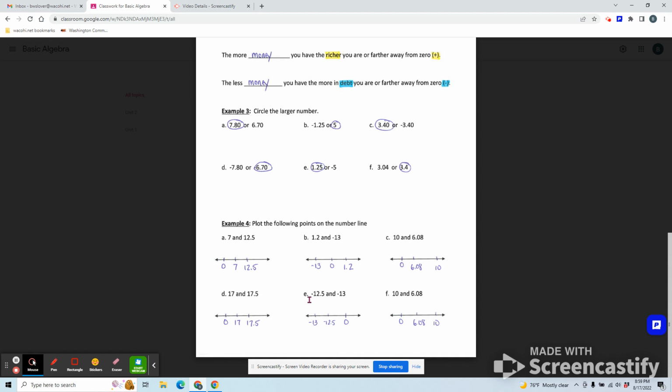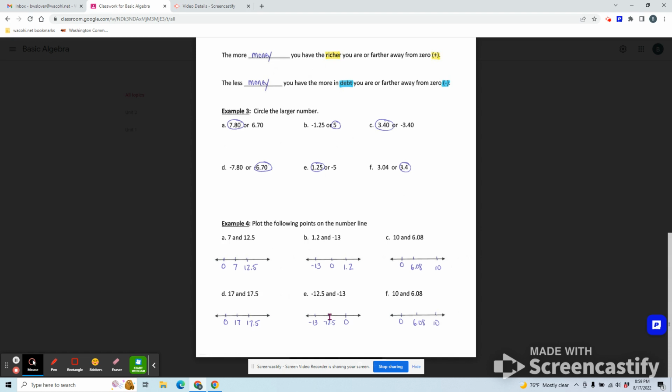The last one we're going to look at is letter E. So negative 12.5 and negative 13. Okay, so my larger number, would I rather owe someone $12.50 or $13? I'd rather owe them $12.50. That's my larger number. So that goes furthest to the right on the number line.